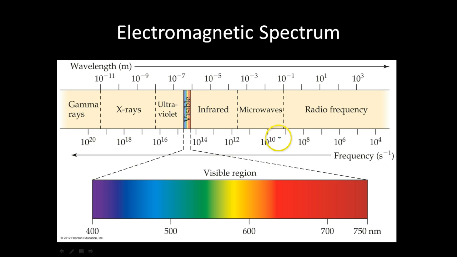So remember that these two things are inversely proportional, and this little sliver of light right here at these particular wavelengths and frequencies, those are what will make up our entire visible region, from violet all the way up to red.